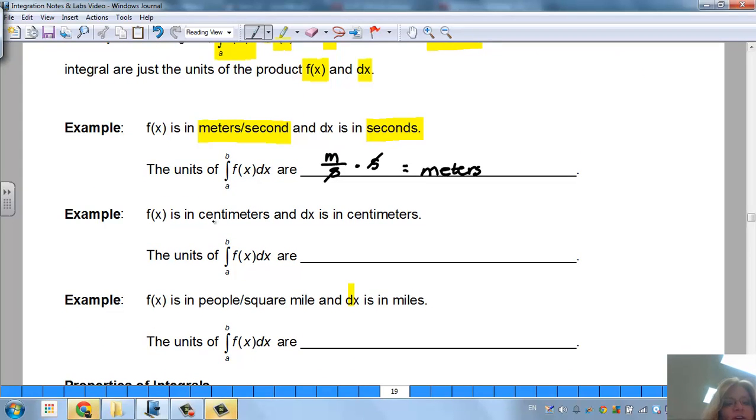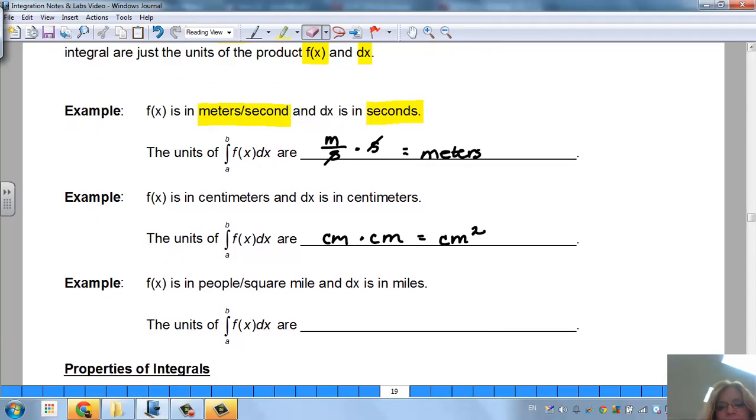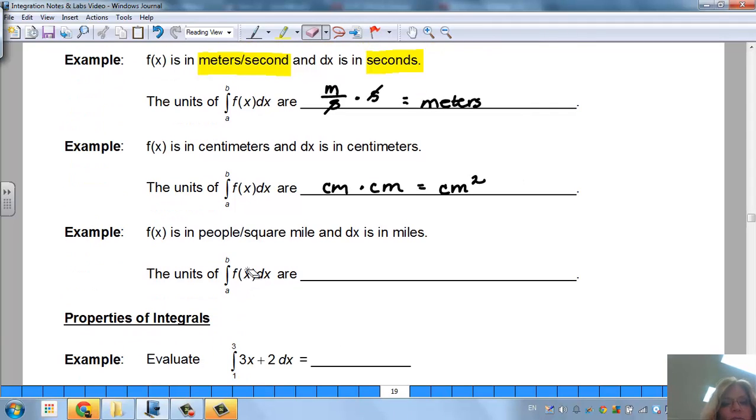In this one here, if f of x is in centimeters, and dx is in centimeters, we're just going to multiply them both. My units of my integral would be centimeters squared. Okay. If the units were in people per square mile, and dx was in miles, I would have people per square miles times miles. So my answer would be in people per mile. I think you get the idea. Whatever the units of your f of x are and my dx, you just multiply them, and that would be the units of your integral.